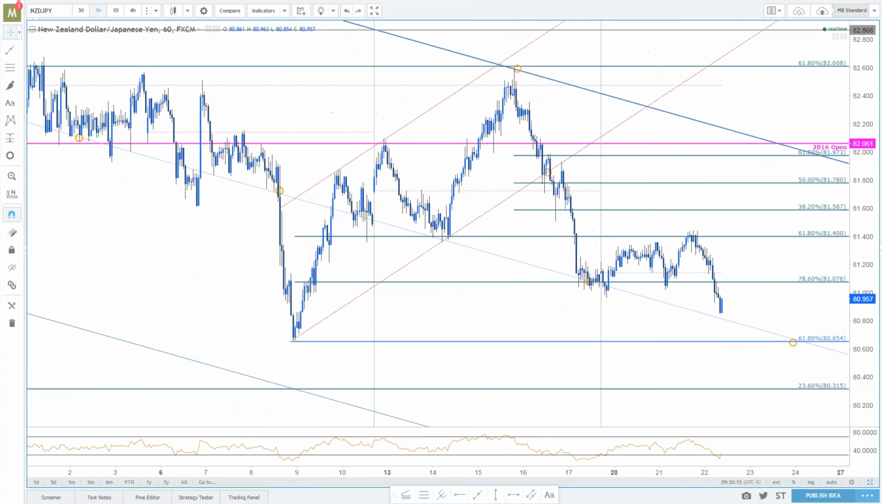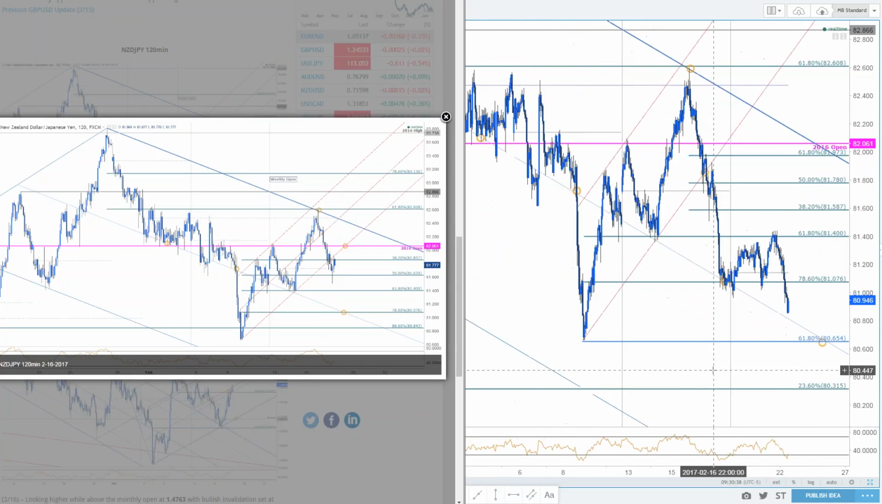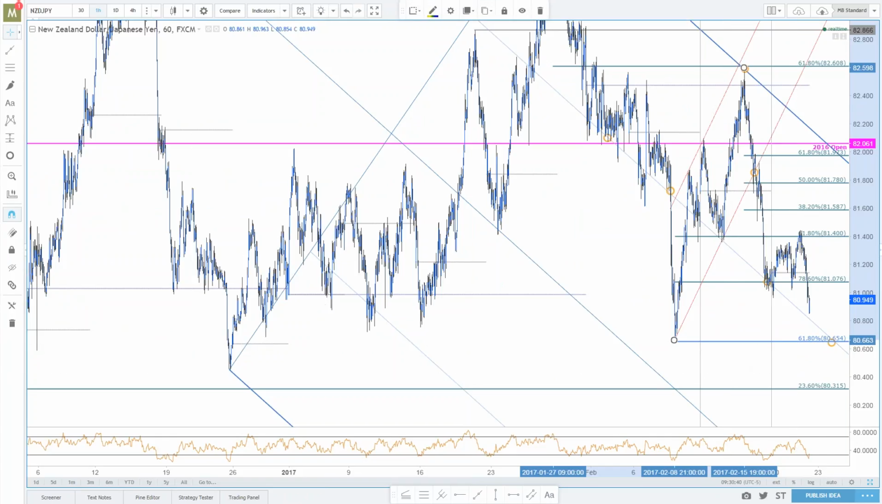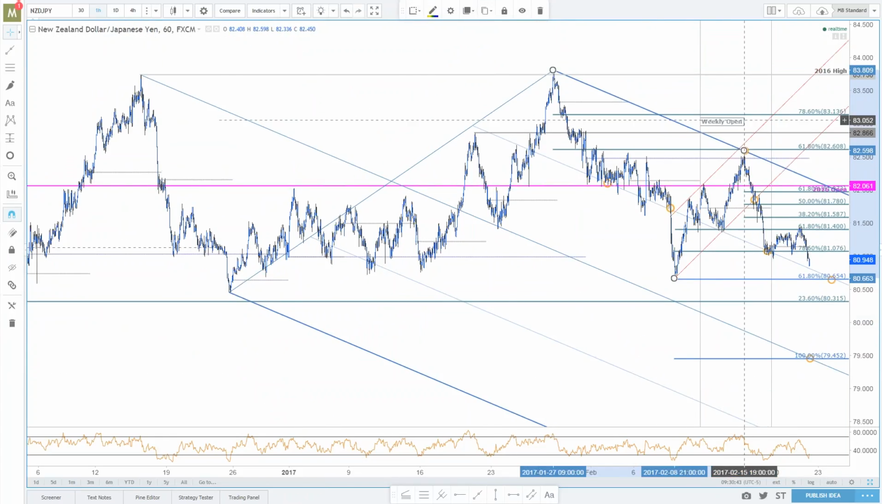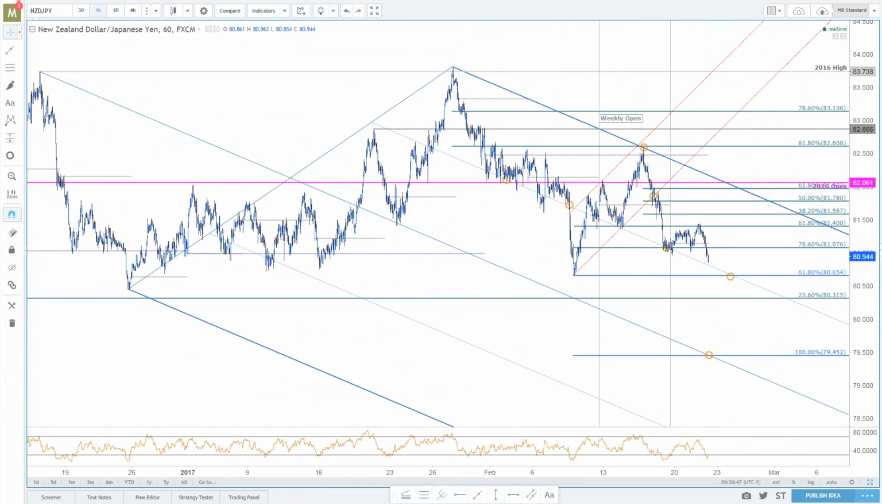If you recall, we talked about this in the webinar yesterday. We broke that lower channel support, came back, checked it as resistance, and just pushed off. Took out that downside target at 81.07. We started off the week with a nice opening range just above that level. Here's the break. We could see a little interruption here, but ultimately I'm looking for a drop into 80.65. That would complete a nice 618 extension from the entire decline off the highs. We'll see if we can get any play off that.